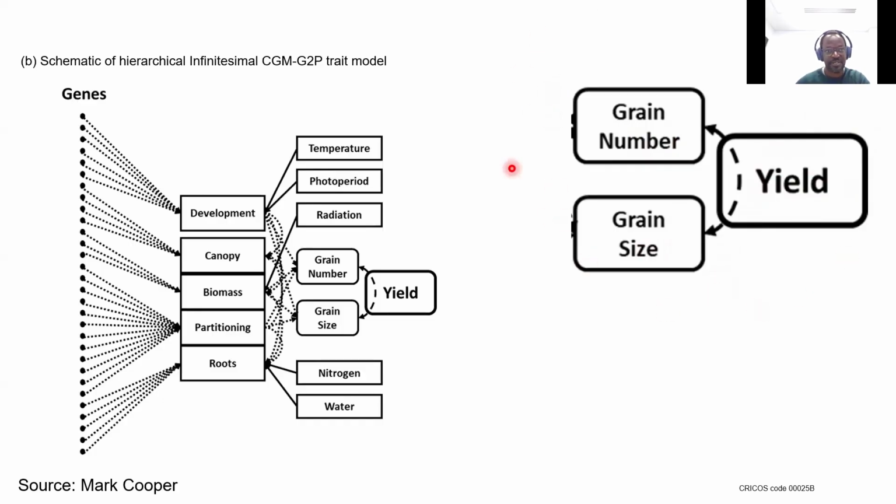This is very simple, and you can appreciate from this crop growth model, genotype to phenotype trait model, there is a complex number of genes that are controlling different developmental processes, together with some environmental cues that all interact to either give you changes in grain number, grain size that will ultimately lead to yield. So I'm just presenting this in a very simplistic way.